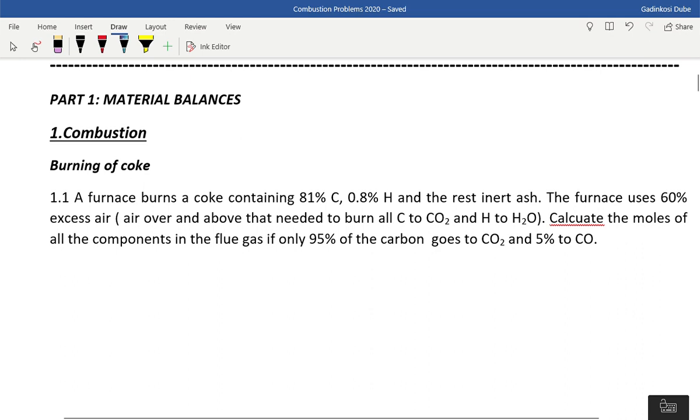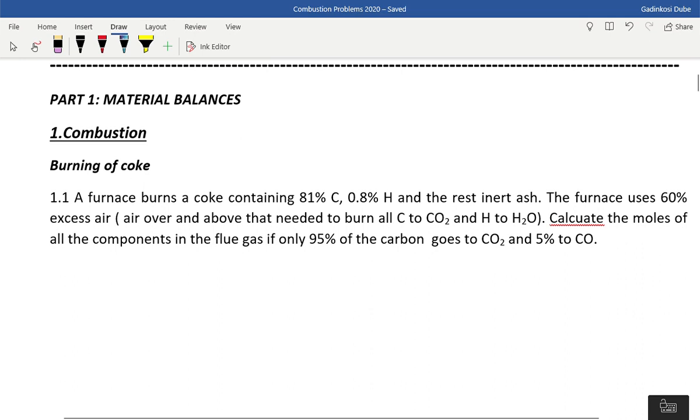A furnace burns a coke containing 81% carbon, 0.8% hydrogen, and the rest is inert ash. The furnace uses 60% excess air, that is, air over and above that needed to burn all the carbon to carbon dioxide and hydrogen to water or water vapor. Calculate the moles of all the components in the flue gas if only 95% of the carbon goes to carbon dioxide and only 5% goes to carbon monoxide.